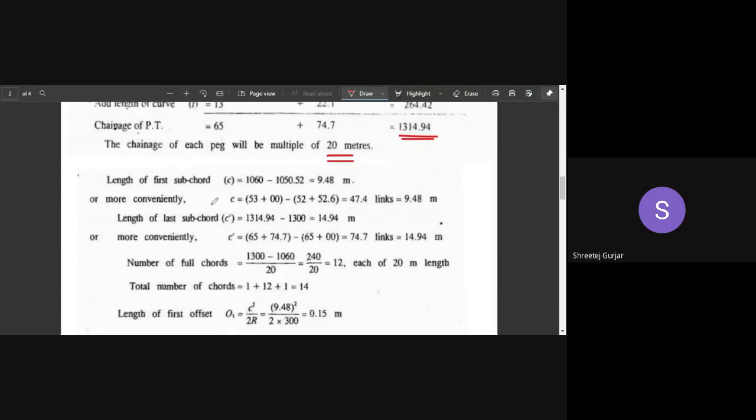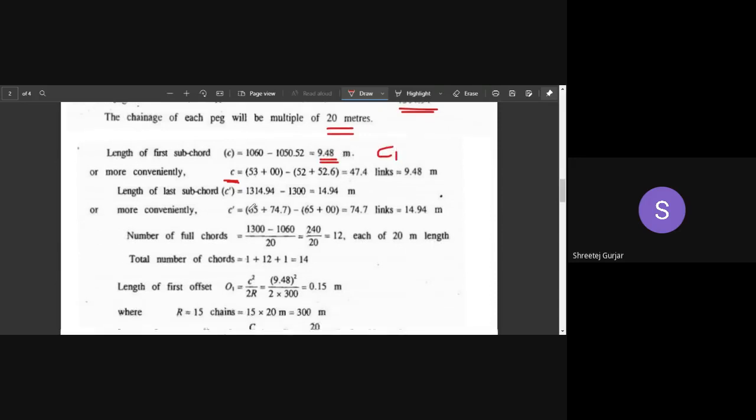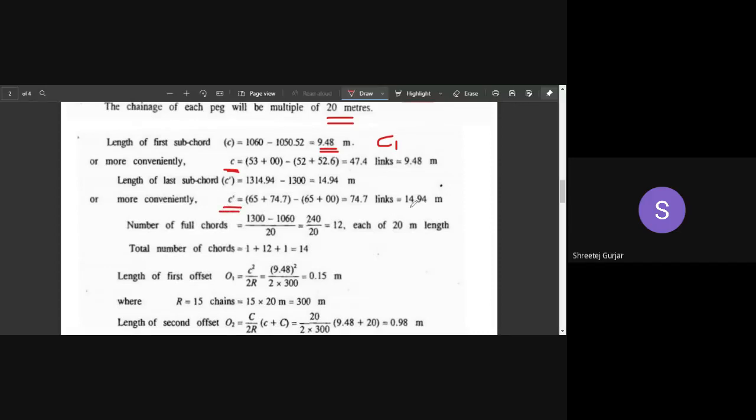So the initial subchord which we had calculated, what was it? The initial subchord was 9.48, which we will write as C1, and the last subchord we had calculated was 14.94, right? C dash. All the intermediate chords we will represent as capital C. And how many chords are required? Total number of chords required is 14. First is the initial subchord, then the last subchord C dash, and 12 intermediate chords. How have we arrived at 12? So 1300 minus 1600 by 20.